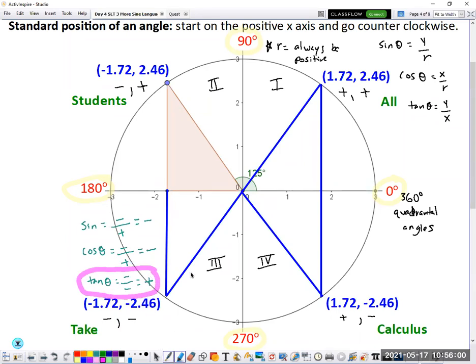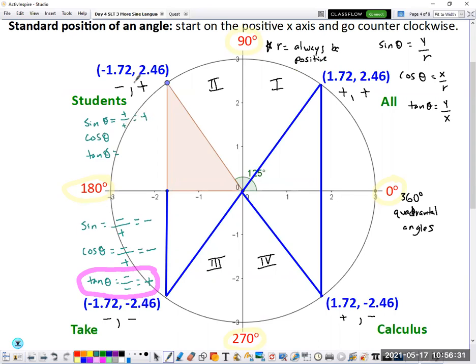We're going to do the same thing in the second quadrant. We're going to say sine, cosine, tangent. All right, Emma, here we go. Y over R. If I'm in the second quadrant, is Y positive or negative? Positive. R is negative? Oh, positive.